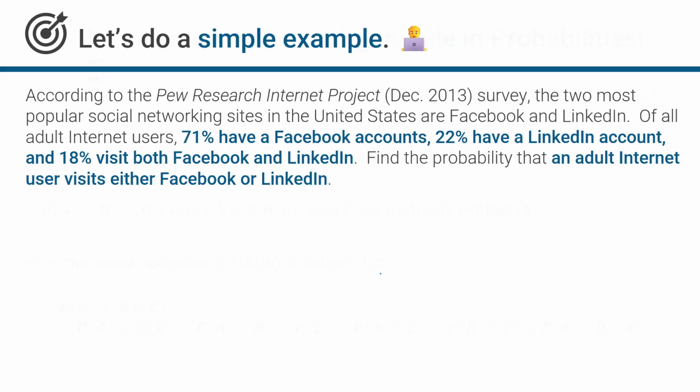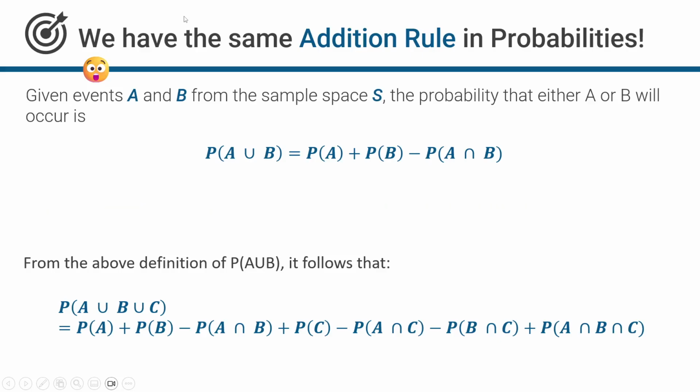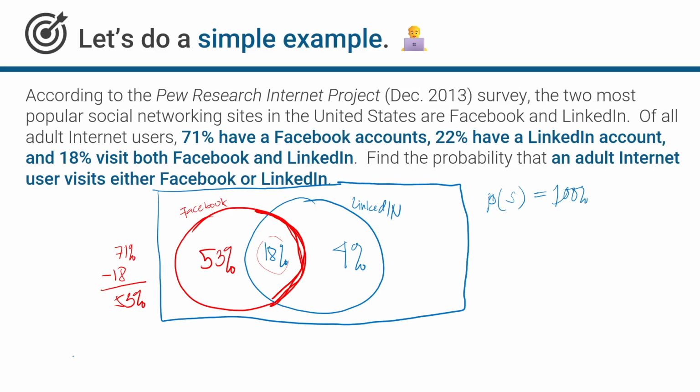So to get that, we have 53 plus 18, tama? Plus 18 plus 4, yan. We have 75, then we subtract it from 100. So we have 25% that is outside this. So 25% are neither. If we add all of that up together, we have 100%.